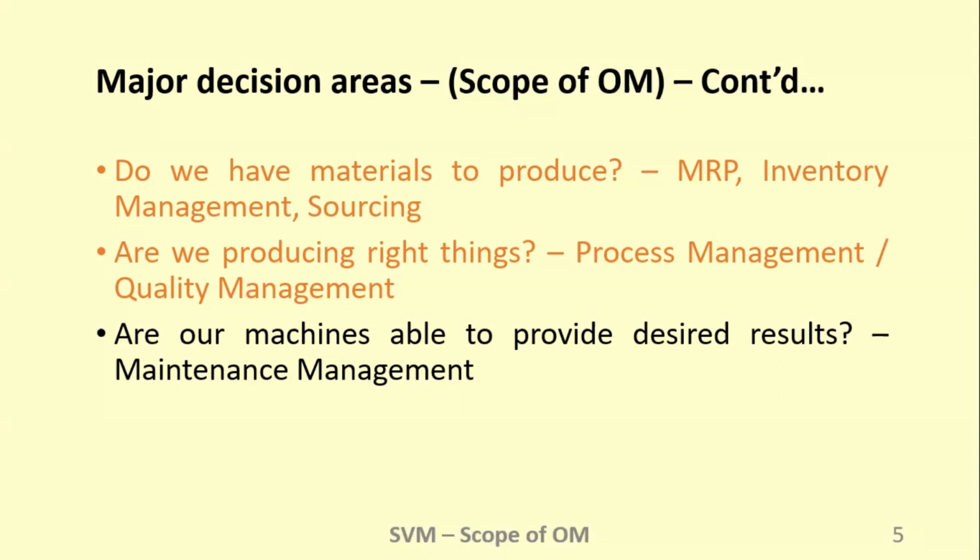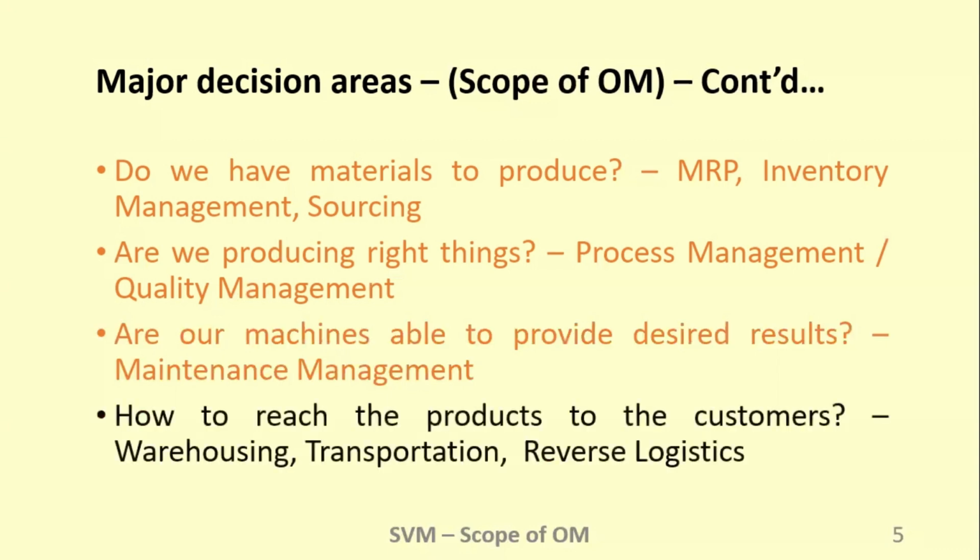Predictive maintenance is about using the past data. You are trying to predict the life of the spares or life of any equipment, based on which you take a proactive action to replace it before it actually fails. So that is what you do in maintenance management.